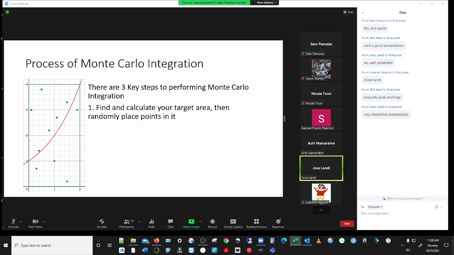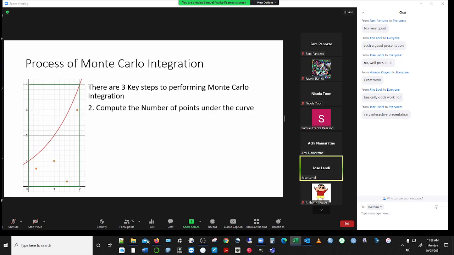In the image on the left, the line y is equal to 2 to the power of x is plotted in red. The green line shows the target area, which goes from x is equal to 0 to 2 and y is equal to 0 to 4. The size of the target area is 8 units squared. 10 blue points have also been put in the target area.